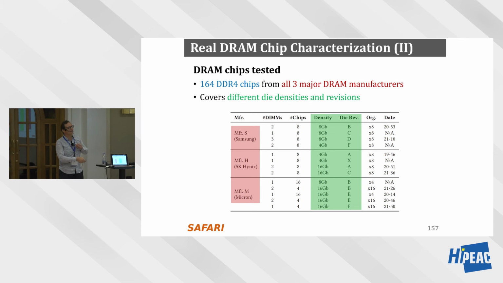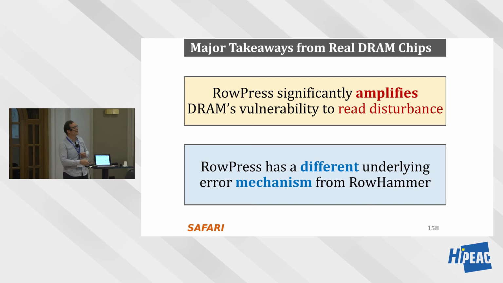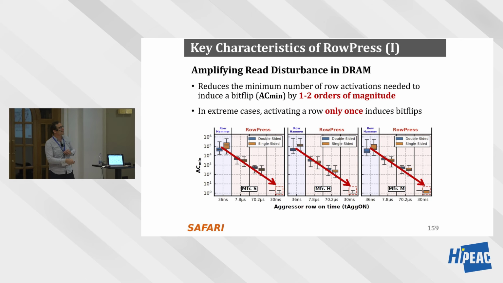Okay, so we used our infrastructure again. Now you can see the names over here. And basically, we showed that this significantly amplifies DRAM vulnerability to read disturbance and is a different underlying error mechanism. Let's take a look at the results very quickly. These are results across many chips from different manufacturers, as you can see. This is RowHammer over here. You keep the row open by 36 nanoseconds. If you keep the row open 70.2 microseconds, which is allowed by the standard, and there are some memory controllers that could do that, you could fool the memory controller to do that, you reduce the number of activations to induce a bit flip by 1 to 2 orders of magnitude. Yeah, and I already talked about the extreme cases.